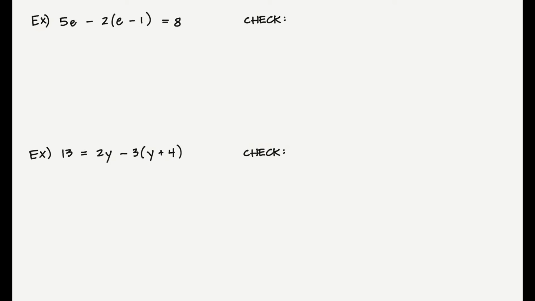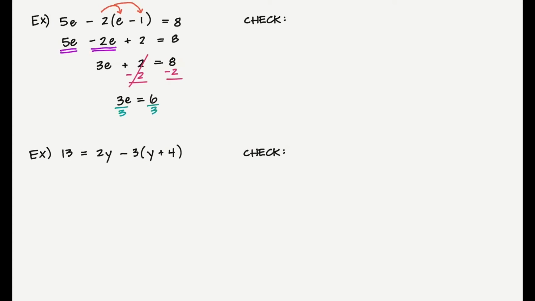All right, 5e minus 2 parentheses e minus 1 is equal to 8. So we're going to use the distributive property. Notice it's negative 2 on the outside. So 5e minus 2e plus 2, because it's a negative times a negative. And then I can combine like terms. I have 2 instances with e's, so that's going to leave me with 3e plus 2 is equal to 8. I can subtract 2 to get rid of the lonely number. And then I'm left with 3e is equal to 6. One last step, let's divide both sides by 3 to get rid of the leech. So e is equal to 2.